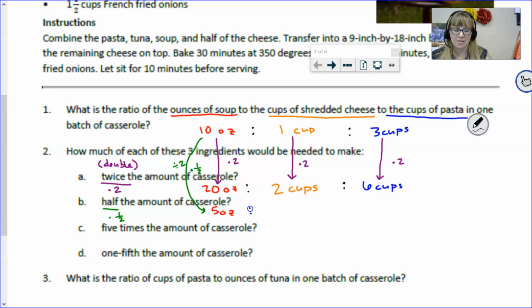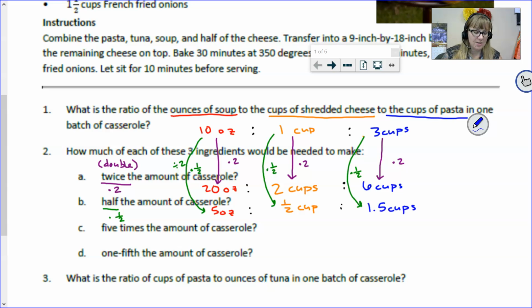Continuing on that same process, I'm going to take this one, multiply it by 1/2, and now I have just 1/2 cup of cheese. And to finish up, 3 cups of pasta is also going to be halved, or in other words, multiplied by 1/2, and that is going to give me 1.5 cups of pasta.